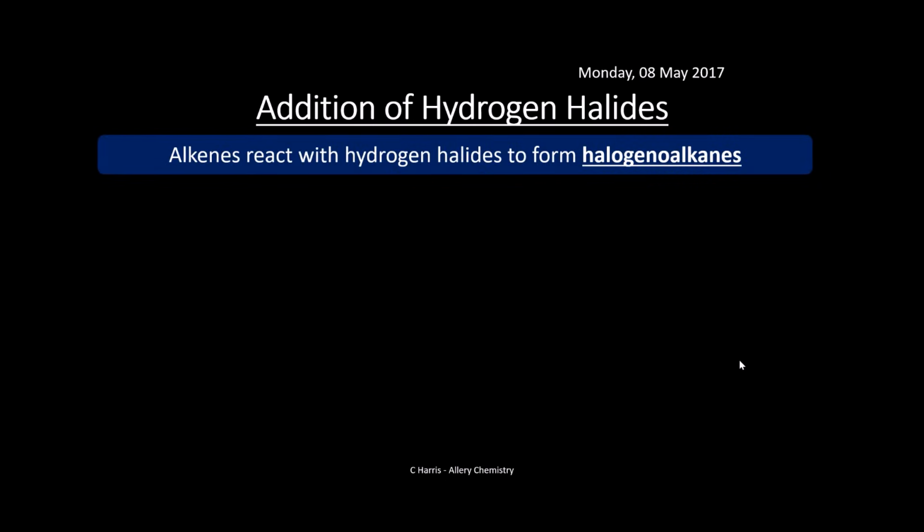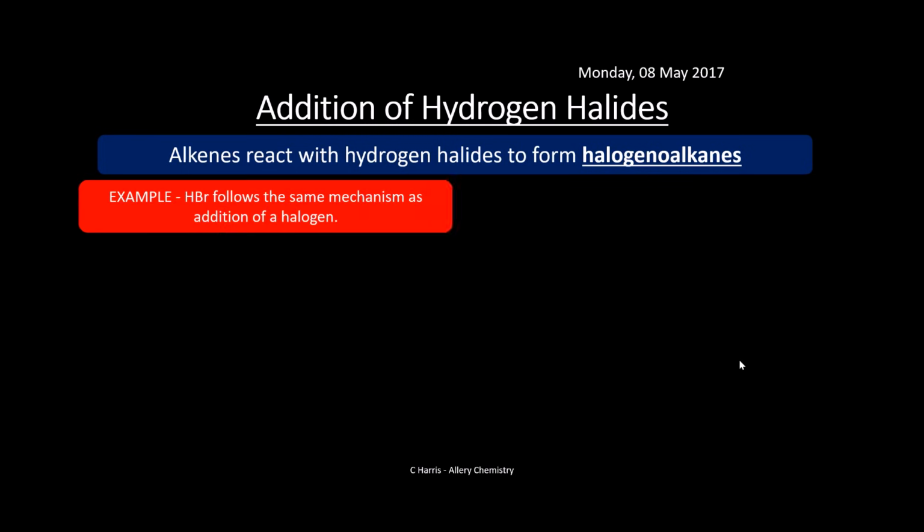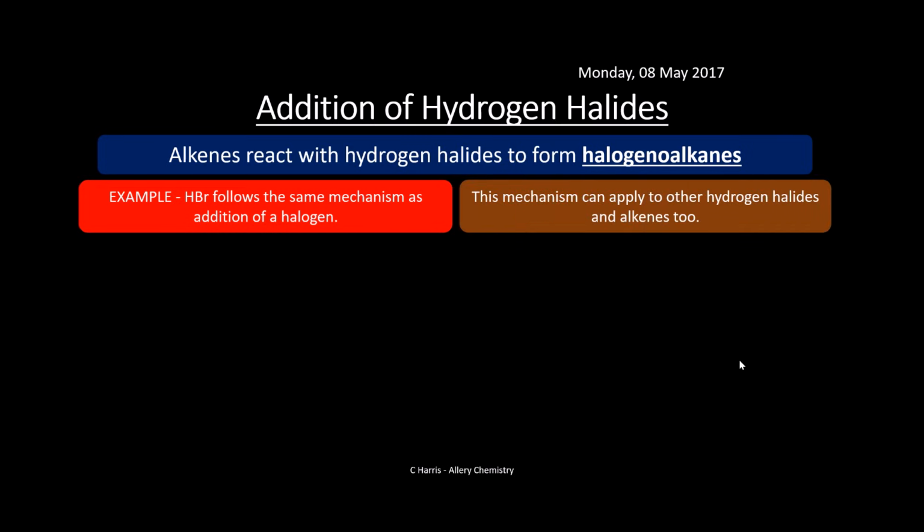Okay, let's look at a slightly easier example. Very similar mechanism. In fact, the mechanism is the same. So alkenes react with hydrogen halides to form halogenoalkanes. Okay, so let's have a look. So we're going to use HBr as an example, but you could use other halogens as well. But HBr follows the same mechanism as the addition of a halogen, like we've seen before, and it can apply to other hydrogen halides, like I say.